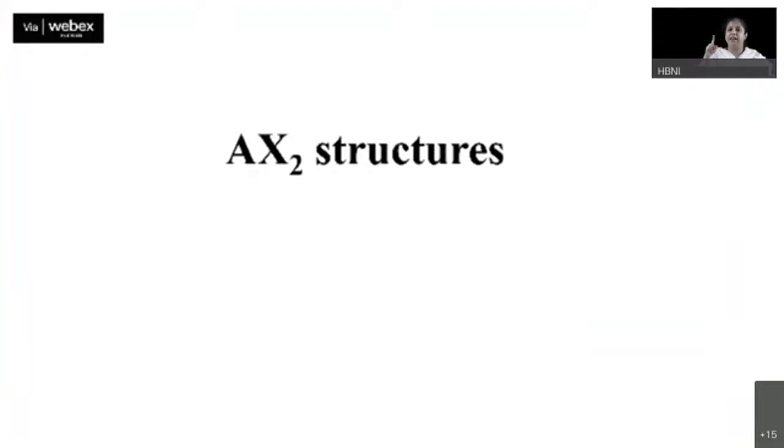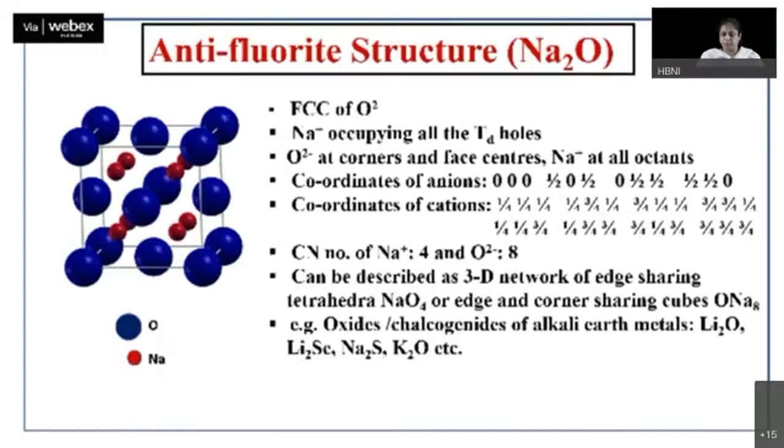These were all AX structures: NaCl, ZnS, cesium chloride. Now we'll come to the AX2 structure, wherein the stoichiometry of the cation and anion is 1:2. So first of all, we talk about the anti-fluoride structure. Why anti-fluoride structure? Because so far the convention that we have followed is that the anion occupies the corner, and in Na2O, the oxide ion is the bigger one.